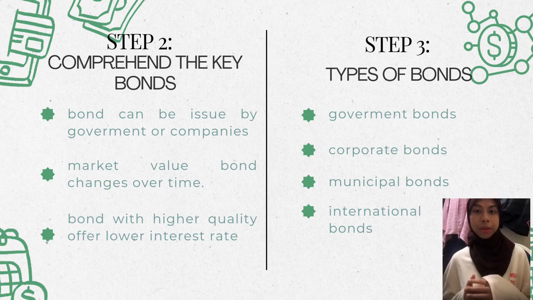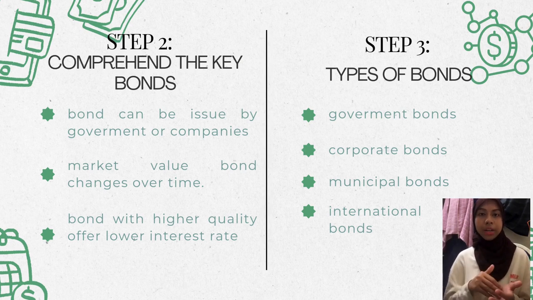Next, before we start investing in bonds, we need to know the types of bonds we want to use. So here we have four types of bonds: the first one is government bonds, the second one is corporate bonds, then municipal bonds, and international bonds. For government bonds, the promised return is usually lower than corporate bonds because of their lower risk. In turn, the return for corporate bonds is higher because the company may face financial failure. It is also intended to attract investors who bear higher risk.